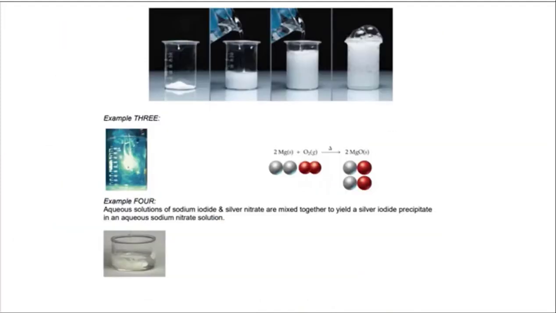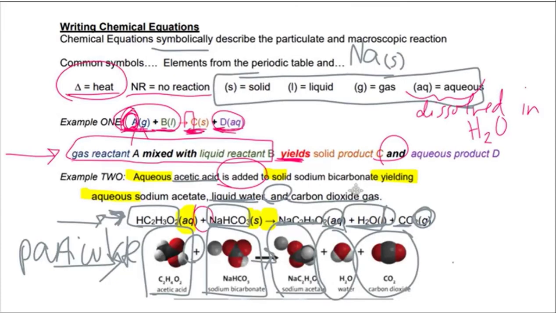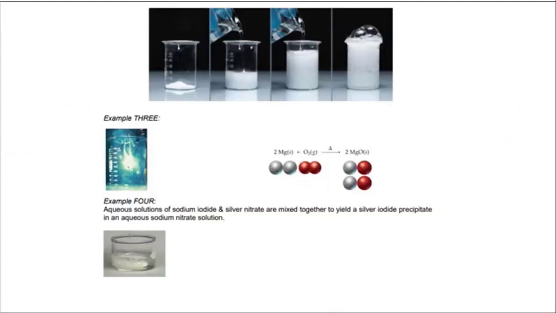So then we see below that our pictorial view of what we would see if we were doing this in the lab. So we have our solid sodium bicarbonate. I'm going to scroll back to our last slide here. Our solid sodium bicarbonate, and we added acetic acid to it. So we can see my solid sodium bicarbonate.